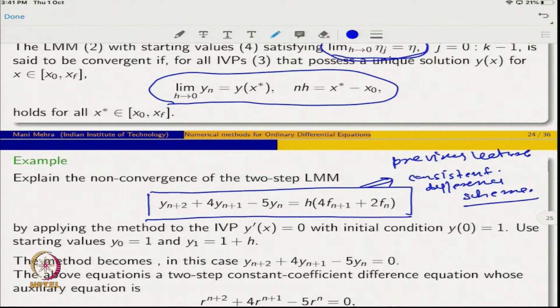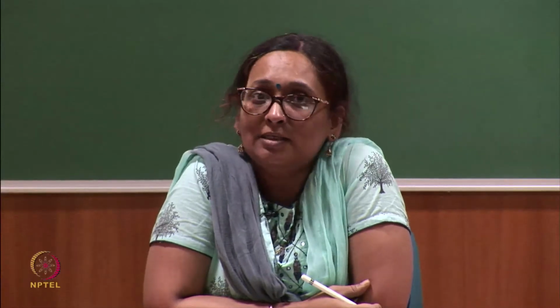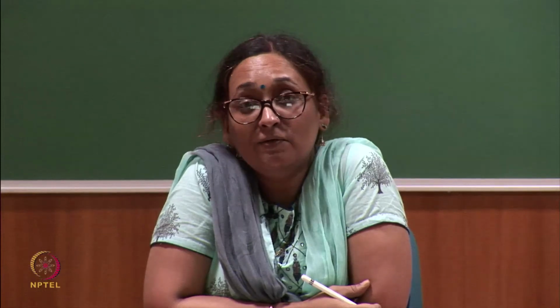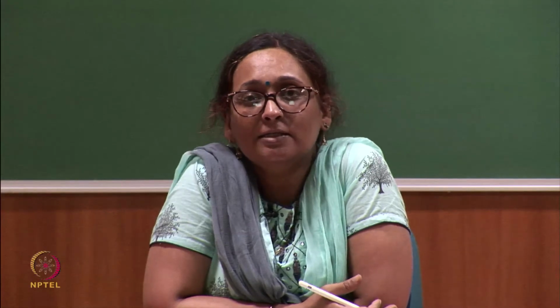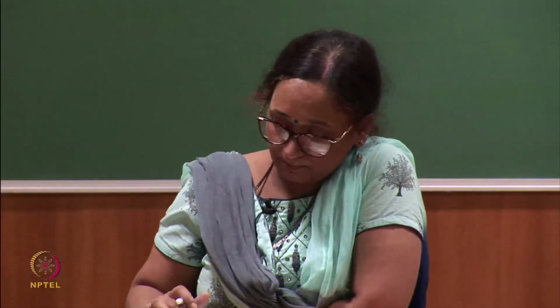So, what I am going to say here is that it is a consistent difference scheme, but still I will prove that it is not a convergent scheme. In the last lecture we proved that a convergent method is consistent. Consistency is a necessary condition for convergence, but the converse is not true. That is what we are going to show with the help of the following example. This scheme is consistent, which we have already proved, and we will see what else is not true, because of which it is not convergent.